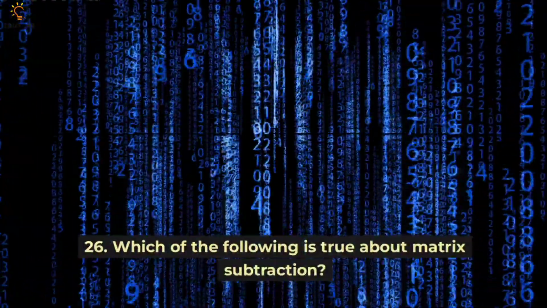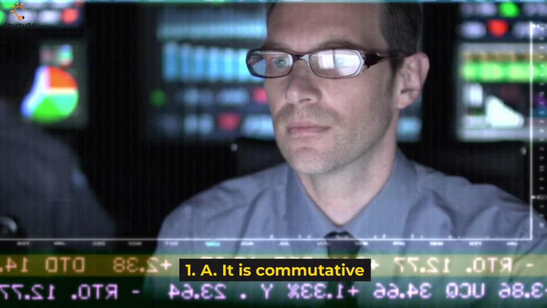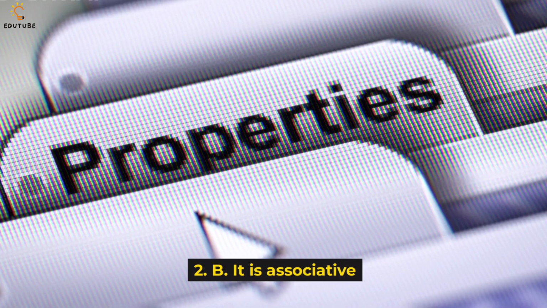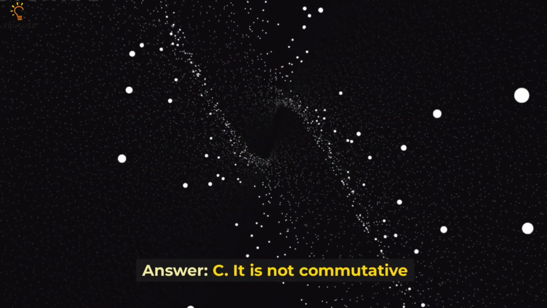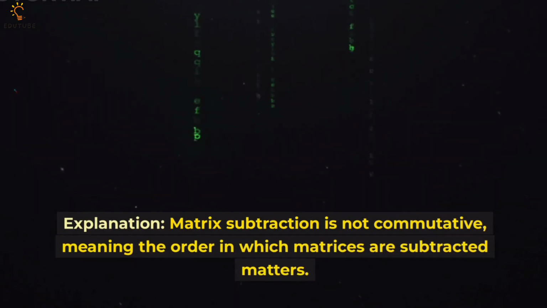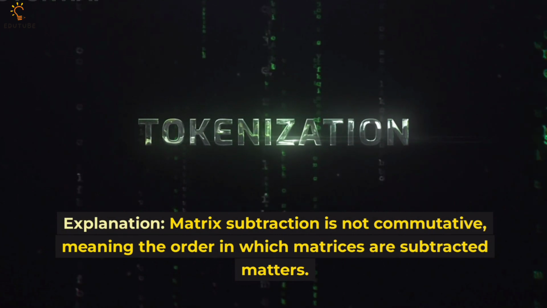26. Which of the following is true about matrix subtraction? A. It is commutative. B. It is associative. C. It is not commutative. Answer: C. It is not commutative. Explanation: Matrix subtraction is not commutative, meaning the order in which matrices are subtracted matters.